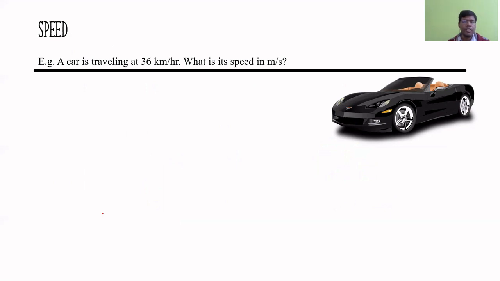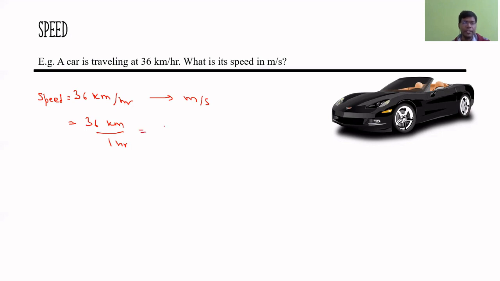Okay, so the first one is related to speed. A car is traveling at 36 kilometers per hour. What is its speed in meters per second? Basically he has given us the speed of the car as 36 kilometers per hour, and he's asking us to convert this into meters per second. So again, it's the same thing. 36 kilometers by 1 hour means the car is traveling 36 kilometers in 1 hour.